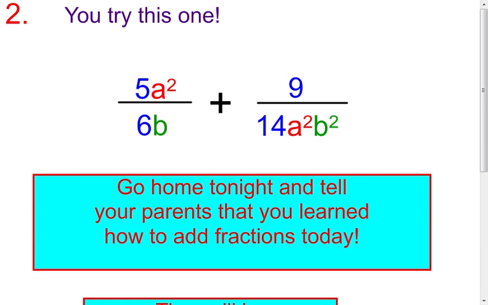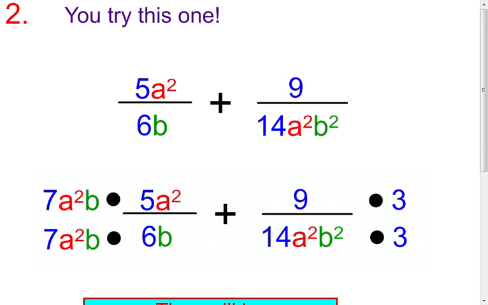All right, you can try this one on your own. If you understand this, you can fast forward through this. If not, I will go through it. I am looking at what my common denominator would be here between 6b and 14a squared b squared. 6 and 14 both go into 42. And so 42 is your common denominator down there.